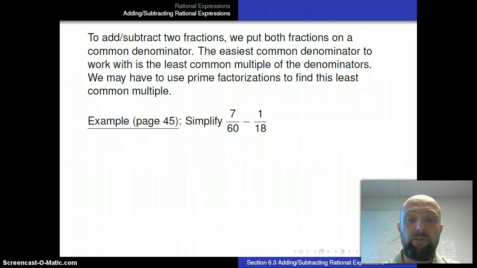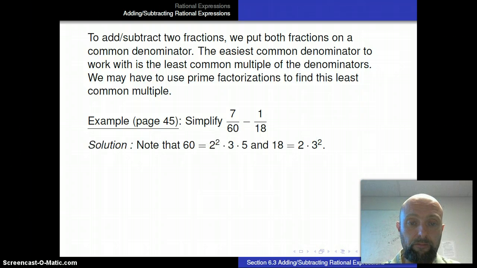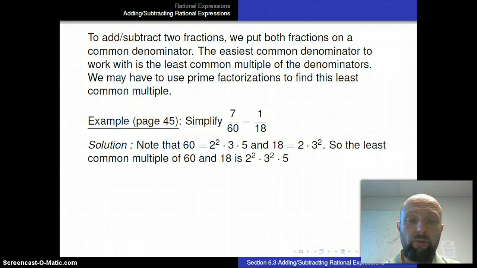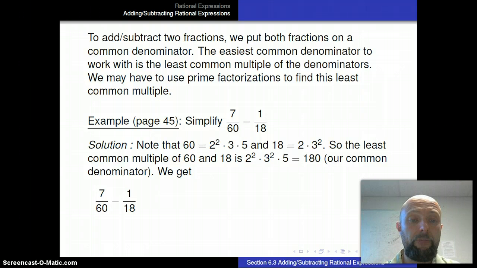Simplify 7 over 60 minus 1 over 18. Note that 60 is 2 squared times 3 times 5, and 18 is 2 times 3 squared. So the least common multiple of 60 and 18 is 2 squared times 3 squared times 5, which is 180, our common denominator.